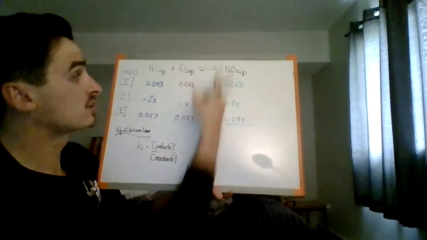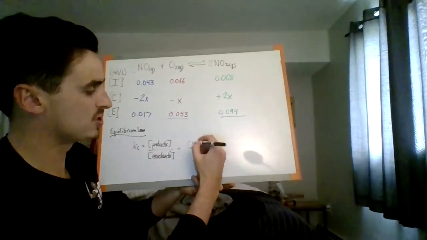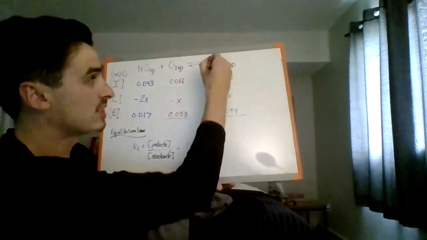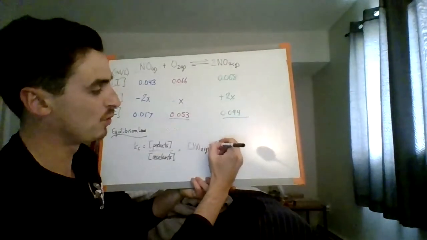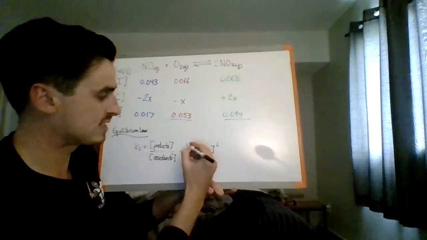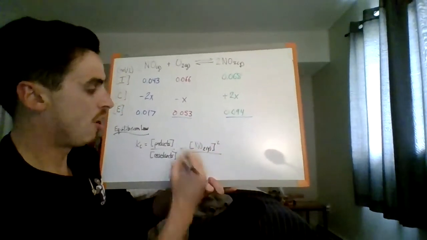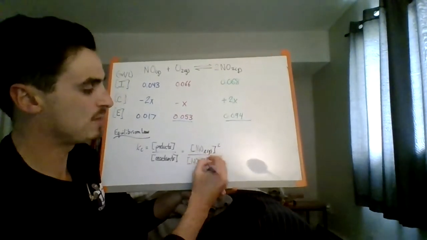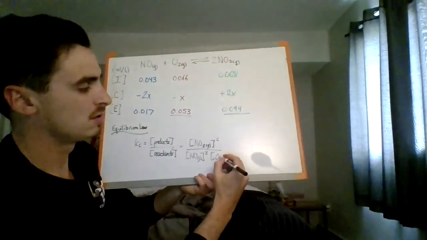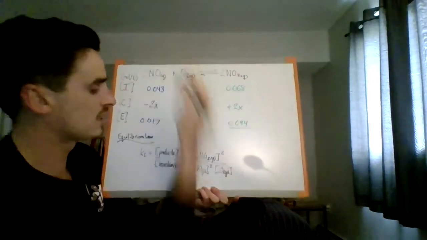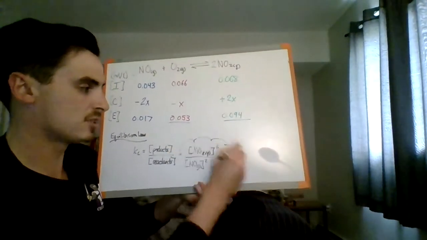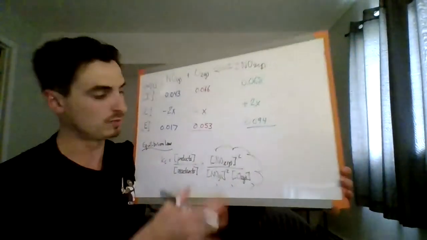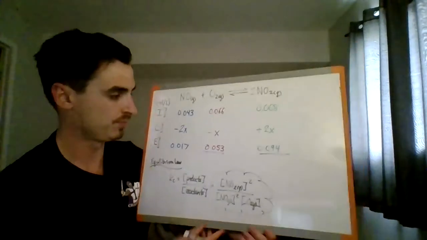So my products are NO2. So I put the concentration of NO2 gas, because gases count. And because there's a coefficient of 2 here, I'm going to put a superscript 2, raise it to the power of 2. On the bottom, I've got nitrogen monoxide, which is a gas, which counts, raised to the power of 2, and oxygen raised to no power because the coefficient is 1. This, ladies and gentlemen, is your equilibrium law. So on an assignment, if I ask you for the equilibrium law, this is what I want, okay?